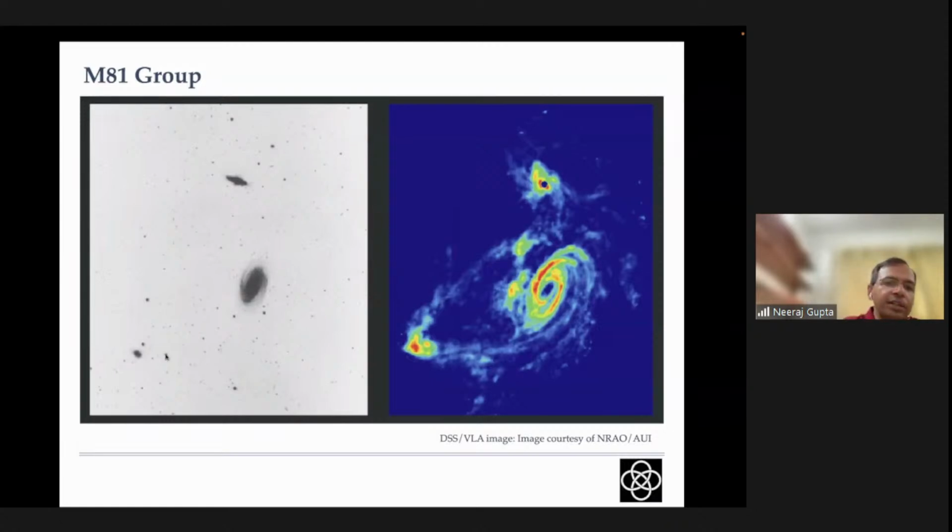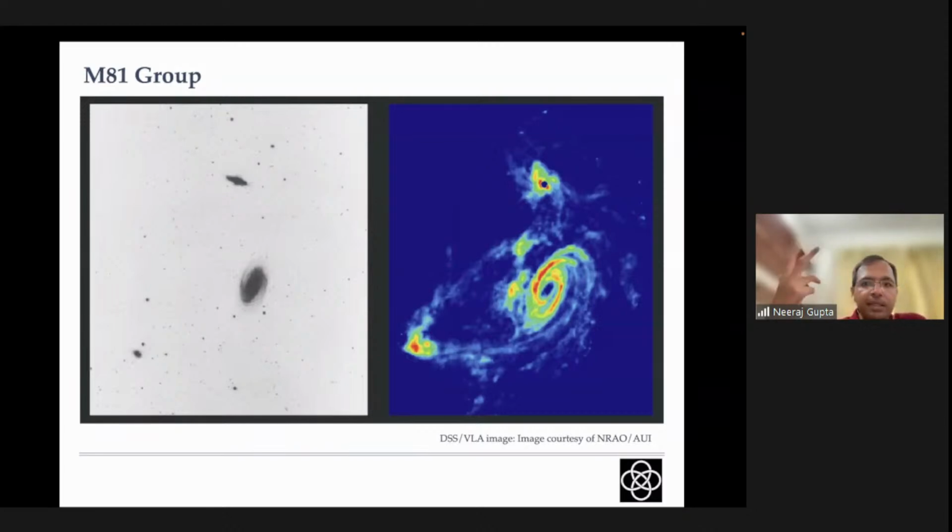But if we look at it in neutral hydrogen, you will find that each one of these galaxies, and both left and right hand side images are at the same scale, you can see that the neutral hydrogen actually extends much more than the optical extent of these galaxies. And not just that, there is actually a lot of gas present between these galaxies, and we can clearly make out from the neutral hydrogen image that these galaxies are actually interacting with each other, right? And this is a process which plays a very important role in the evolution of galaxies.